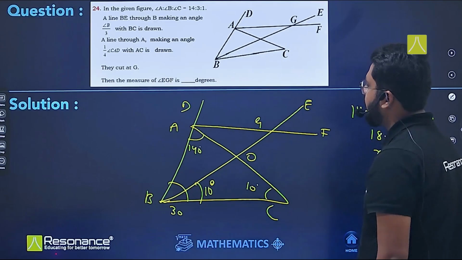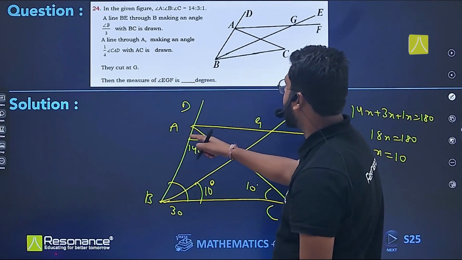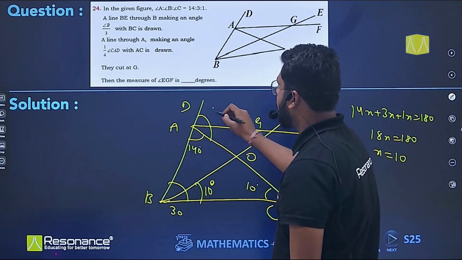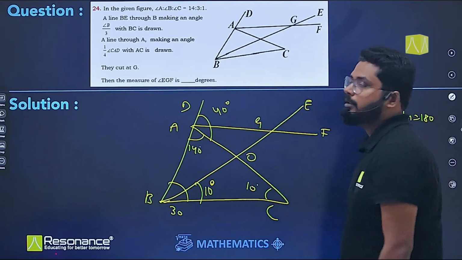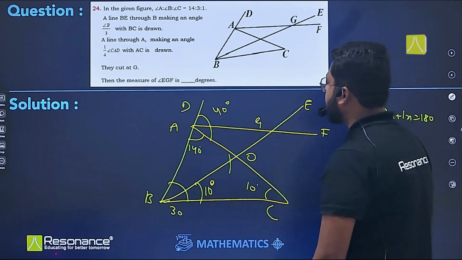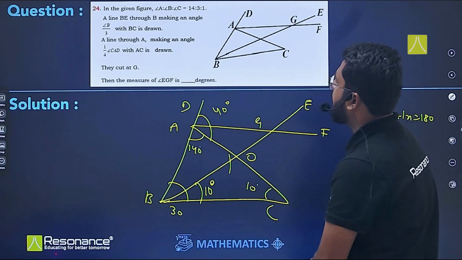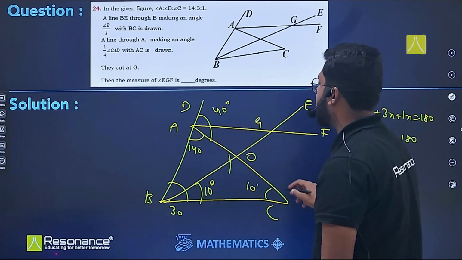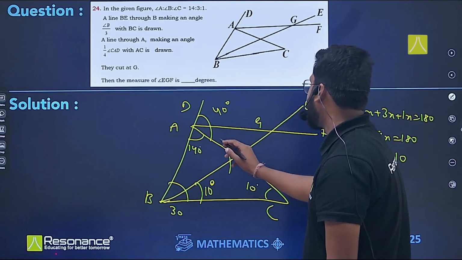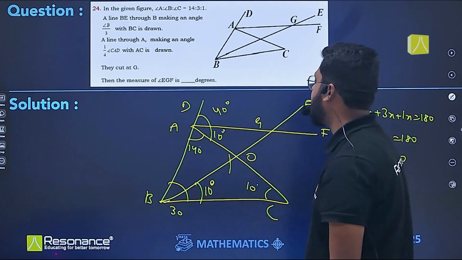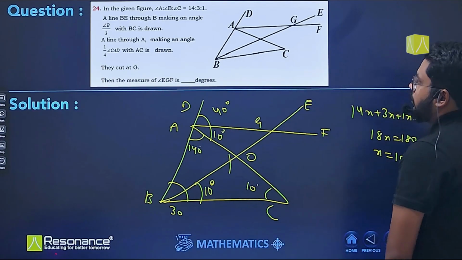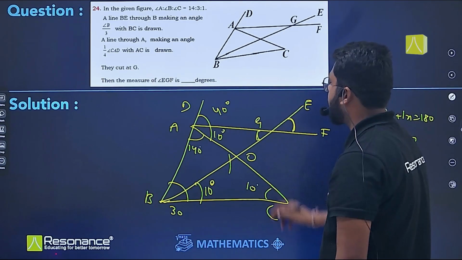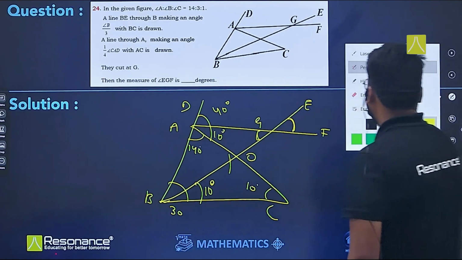And a line through A, making an angle of 1 by 4th of CAD. If this is 140, then this angle will be 40 degrees by linear pair. And from A a line making 1/4 of angle CAD is drawn. That means this angle is 1/4 of 40, which is 10 degrees. So we have to find EGF. If we are able to find this one, they are vertically opposite angles.